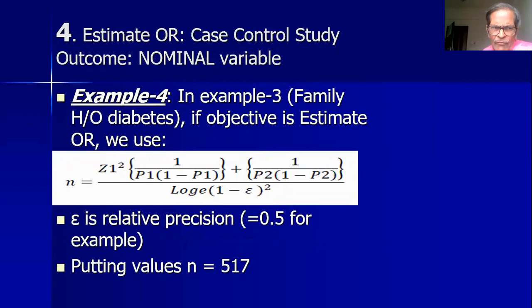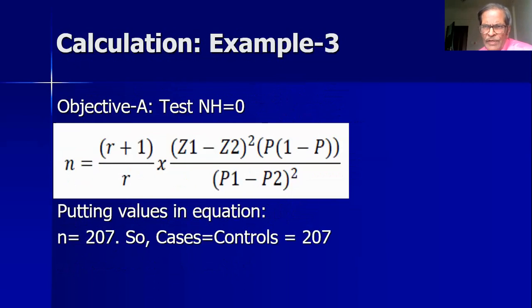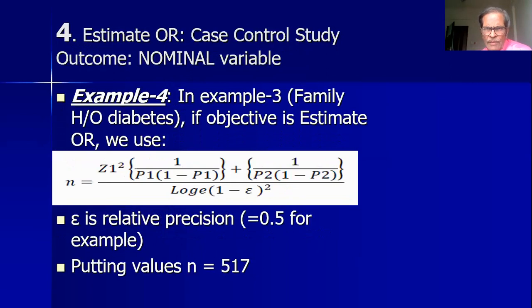In example 3, that sample size was calculated for testing the null hypothesis. But here, if you want to find out an estimate of the odds ratio with 95% confidence, then this particular formula is to be used. So here, what we require additionally is this E, eta square. Otherwise, all the things have already been explained. So Z1 square and all these things are there. So E is the relative precision, 0.5 for this.